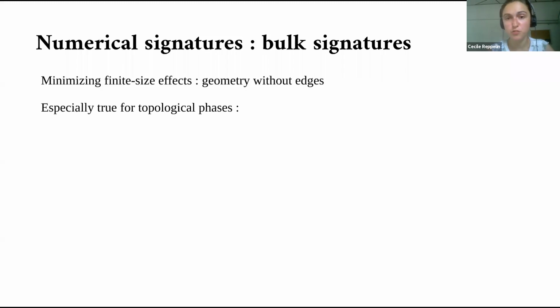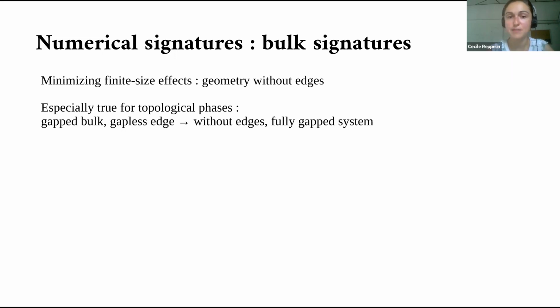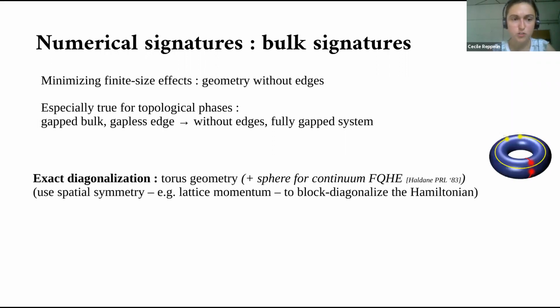This is especially true for topological phases, because if you don't have any edges, then you have a fully gapped system, and numerically that's good for numerical convergence. So in the context of exact diagonalization, that often means using the torus geometry. Actually, in fractional quantum Hall physics, we also use the sphere geometry, but that's not very relevant in the context of lattice systems. If you have a lattice system, the most convenient is to have periodic boundary conditions. That's the torus geometry.